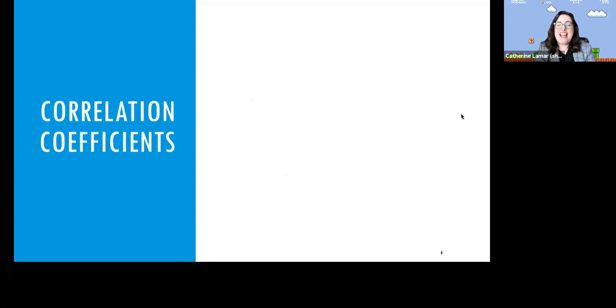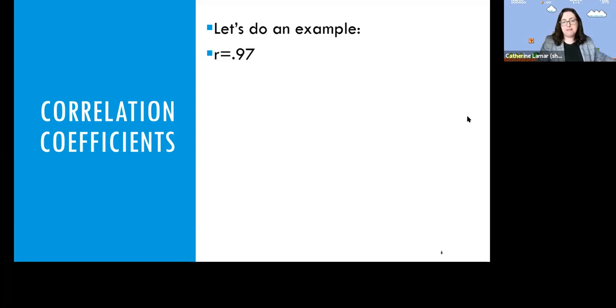All right. So let's do a couple of examples. I'm going to throw out some correlation coefficients, and I want us to start practicing how we would interpret these. All right. So first, r equals 0.97. What do you think? How would you interpret this?